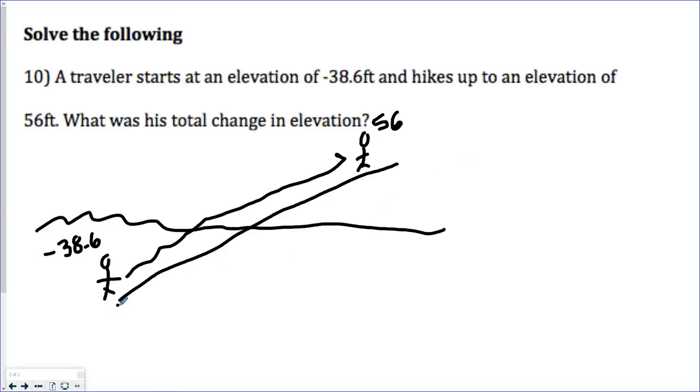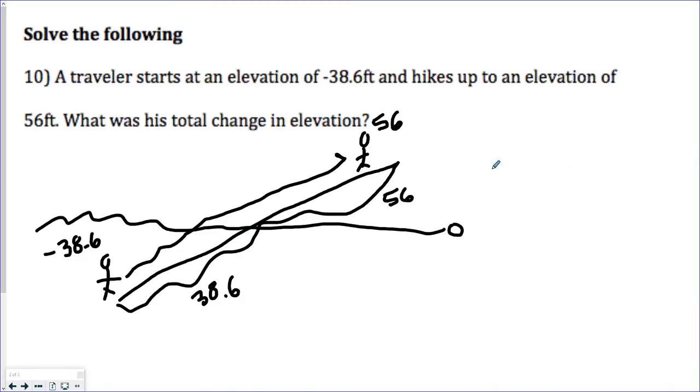Well, he had to travel up 38.6 feet, right? He had to first go up that much to get to 0, because right here, remember, water level is 0 elevation. Then to get to here on up, he has to go up another 56 feet to get to the actual 56 feet mark. So he has to go up 38.6 feet and then up 56 more feet.